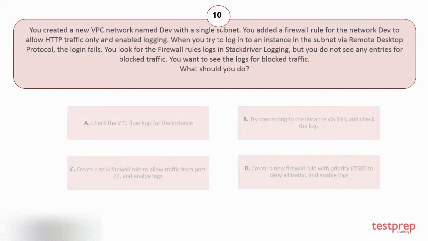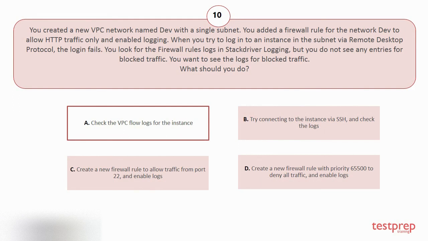Your options are: A. Check the VPC flow logs for the instance. B. Try connecting to the instance via SSH, and check the logs. C. Create a new firewall rule to allow traffic from port 22, and enable logs. D. Create a new firewall rule with priority 65500 to deny all traffic, and enable logs. The correct answer is option A.